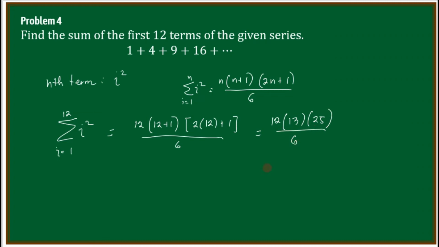And that is equal to 12 times 13, 2 times 12, 24, plus 1, 25, divided by 6. So, direct na natin solve sa calculator. 12 times 13 times 25 is equal to 3,900, divided by 6. Then, the final answer will be 650. So, yan. Ang sum ng first 12 terms ng series na ito ay 650. Okay? So, let's solve the next problem.